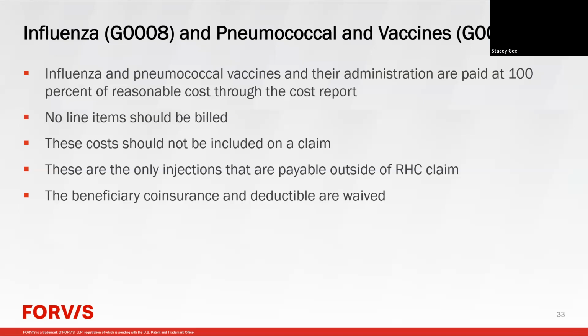Okay, your influenza and your pneumococcal vaccines, these are going to be paid at 100% of the reasonable cost through the cost report. If that's all they're there for, you should not be billing these on a claim. It's going to be reflected in your cost report. These are the only injections that are payable outside of an RHC claim, and then the beneficiary coinsurance and deductible are waived for these vaccines.